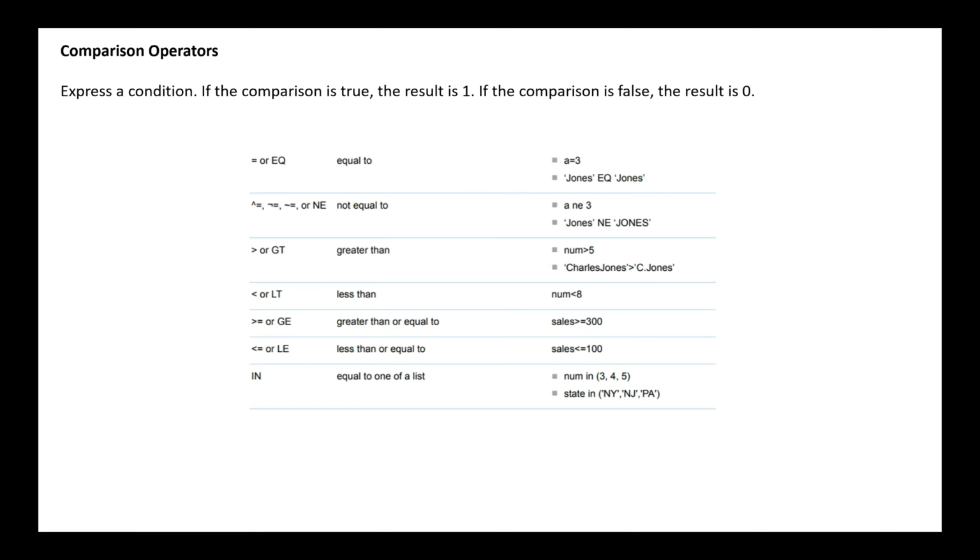So if the comparison is true, we have a result of 1. However, if the comparison is false, the result is 0. Most of these operators, as I did mention, are used with if statements. So this is simply a list of all the comparison operators that are used in SAS. First, we have equals to, not equals to, greater than, less than, greater than or equals to, less than or equals to, and IN, which checks against a list.